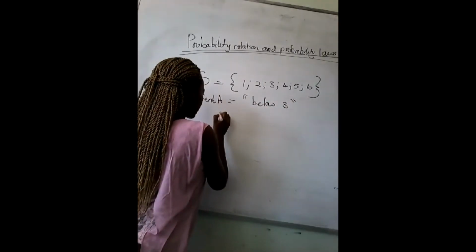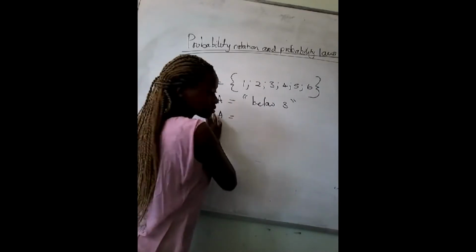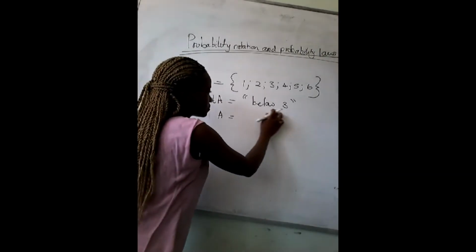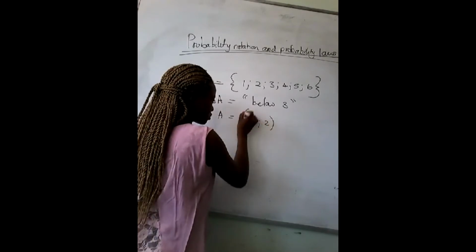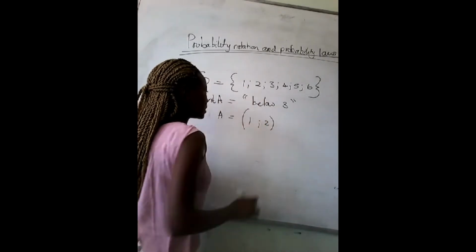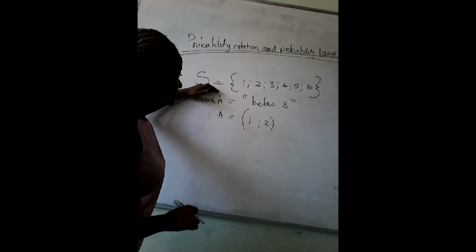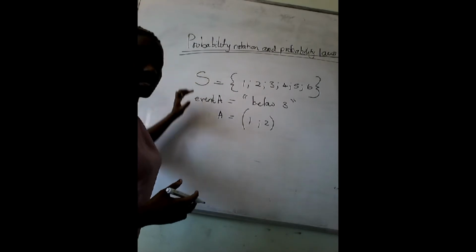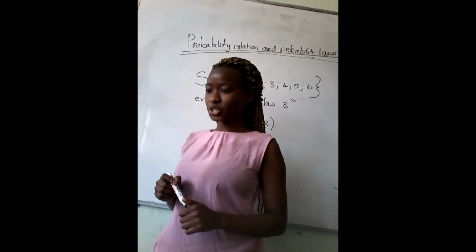So here it will be A. The possibility that you get below 3 will be 1, 2. So this is what we are referring to as the subset of S, right? This is the main set, and this is the subset. The subset which is A: 1 and 2.